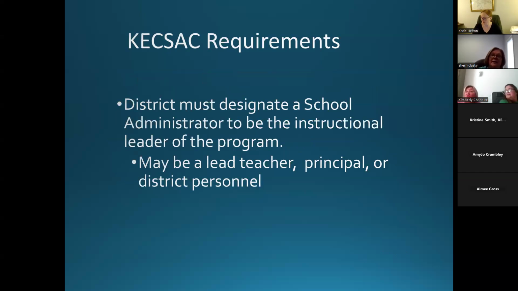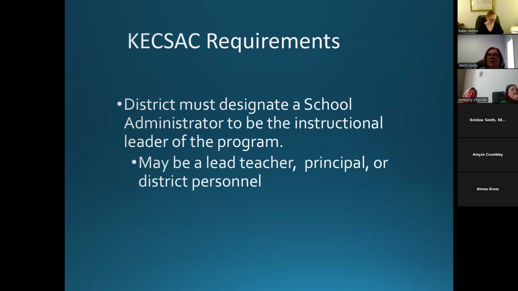So now we're talking about KECSAC requirements. The district must designate an administrator to be the instructional leader of the program. They may be a lead teacher, they may be a principal, they may be district personnel. It looks very different when you think about all the different types of programs that we have. One may be a lead teacher, one may be a principal assigned specifically to that program. For example, in Hardin County, he sits at the central office, and he has people under him who do the day-to-day work, but he's listed as the lead person. So it looks very different at each program.